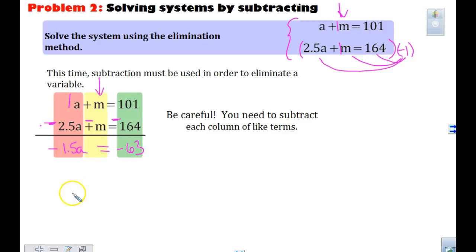Lauren, if I'm solving for a at this point, simple equation, what do I need to do? Divide each side by negative 1.5. Yep, my coefficient of a is negative 1.5, divide on both sides by negative 1.5. Please do that with your calculator. So we are looking at a.